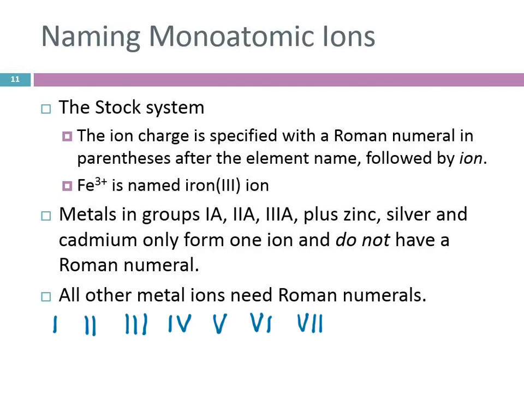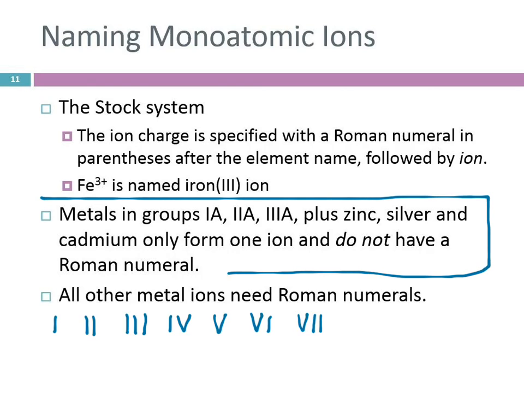So this part right here is important. Not that everything I write isn't important, but that one's extra important. Metals in group 1A, 2A, 3A, plus zinc, silver, and cadmium always form a single charged ion.